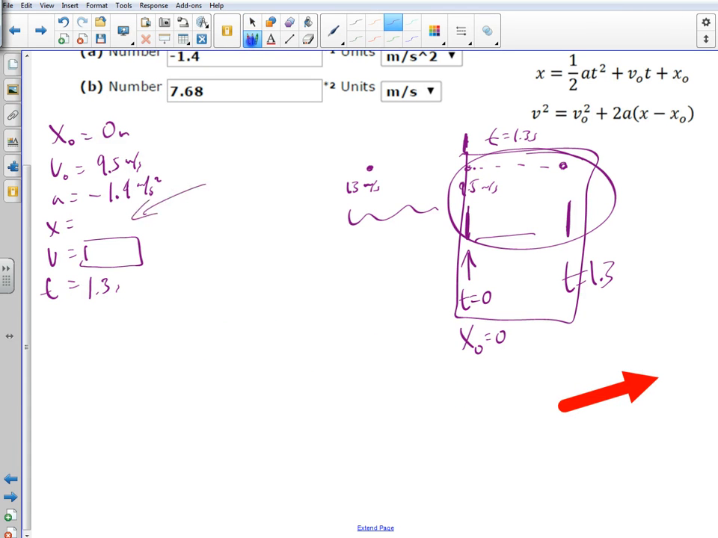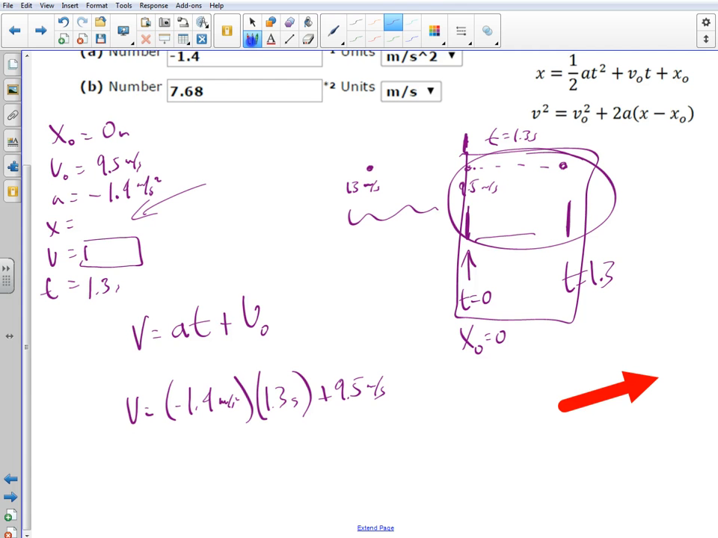I don't care about x. So once again, I'm going to use the same equation. In this case, I'm solving for final velocity, so it's already solved. That's not too bad at all. V equals negative 1.4 meters per second squared times 1.3 seconds plus his original velocity, which was 9.5 meters per second. So 1.3 seconds later, its velocity would be 7.68 or so, 7.7 meters per second.